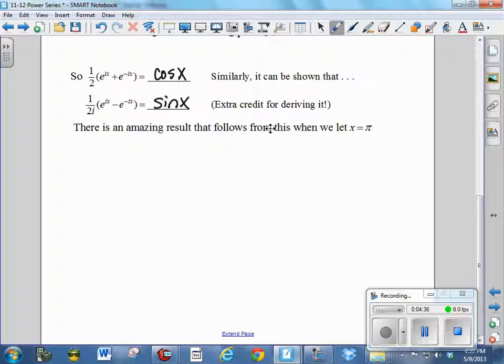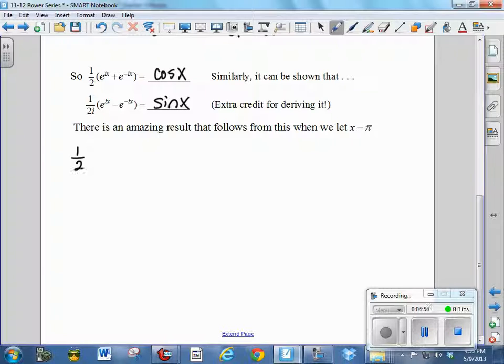We are going to combine these two equations together by letting x equal pi. So instead of saying cosine of x, sine of x, I'm going to take cosine of pi, which means that the x's in the left-hand side of the equation will also be pi. So let's change that.